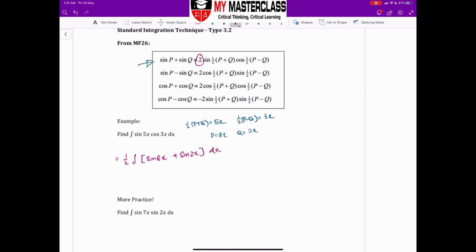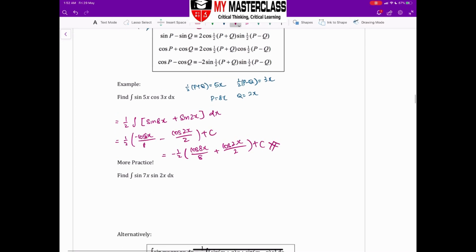All this you can quickly calculate. The integral of sine gives negative cosine, so it will be negative cosine 8x divided by 8, minus cosine 2x over 2, plus c. If you want to bring out the negative sign, that's also okay, so I can further simplify to cosine 8x over 8, plus cosine 2x over 2, because you bring out the negative sign. This is my final answer.